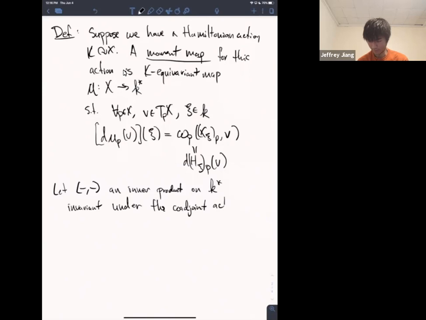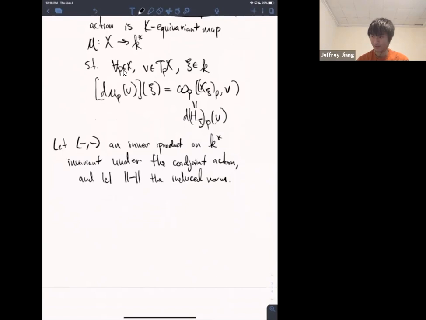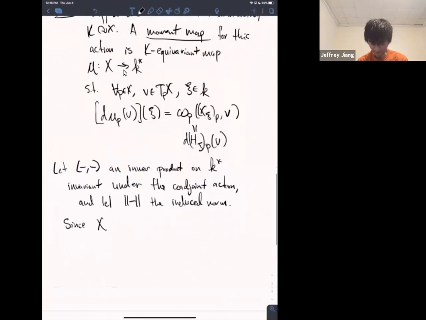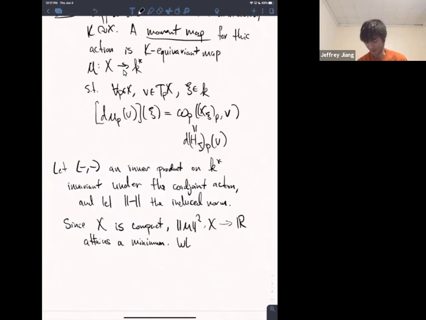So we're just going to let this denote the induced norm. Since X is compact, I believe I said X was compact, if I didn't, it should be, the norm squared of the moment map, which is a map from X to the real numbers, attains a minimum. So up to translation by some element, we can assume it's zero. I should say minimum value.